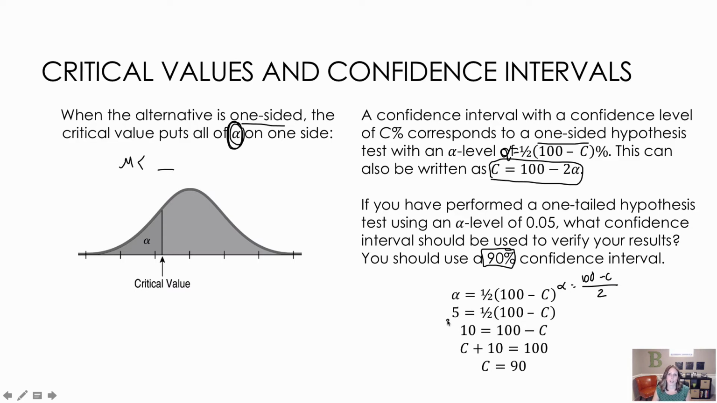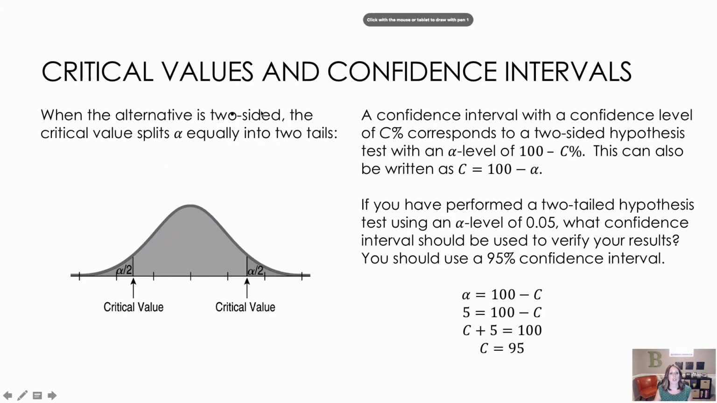So I'm going to multiply by 2 on each side, then move that c over, subtract the 10, and find a confidence level of 90. So if I'm doing a one-sided test and I'm trying to find a confidence interval, a 5% alpha level corresponds to a 90% confidence interval.